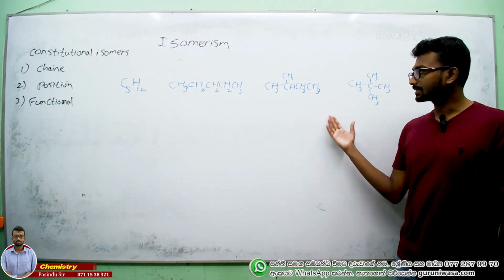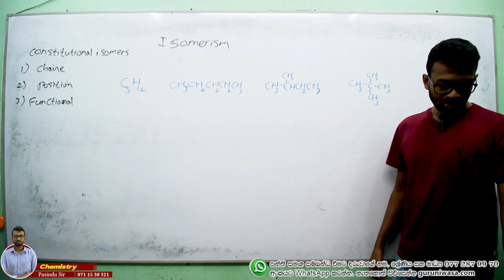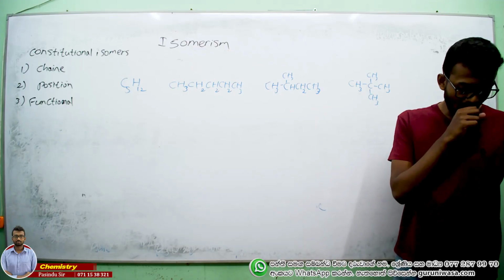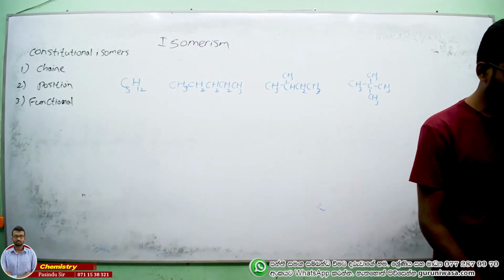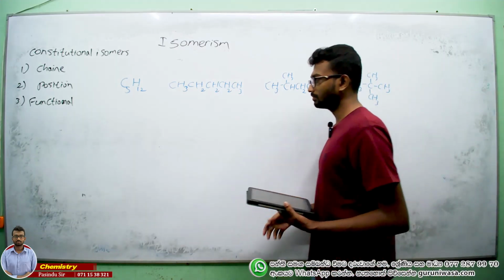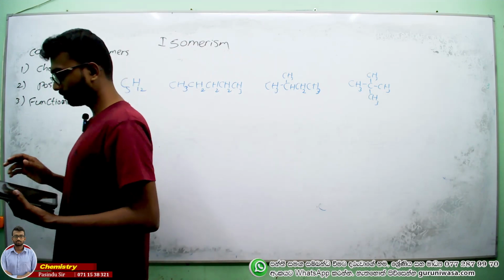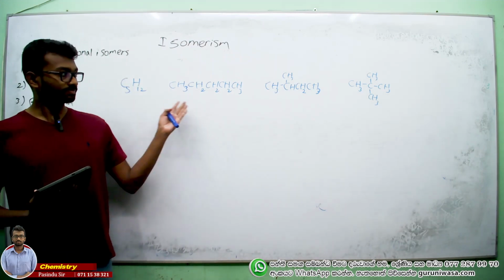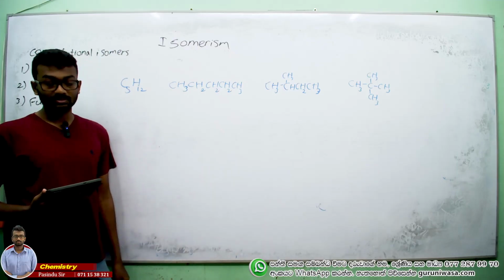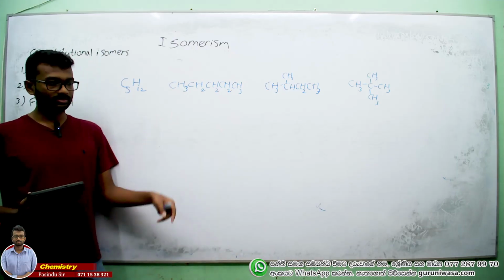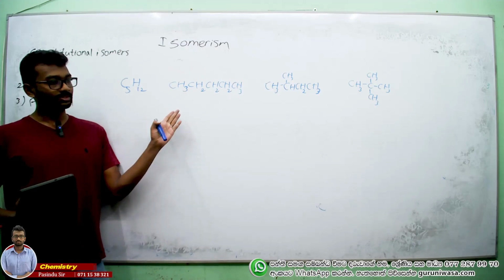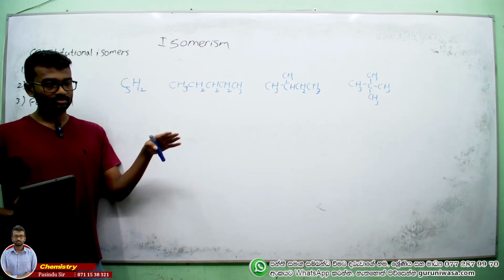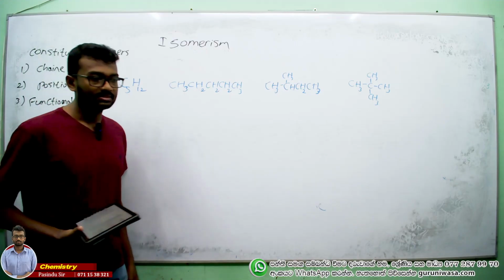So write down this example. All those structures are constitutional isomers, or you can say constitutional isomers of each other.